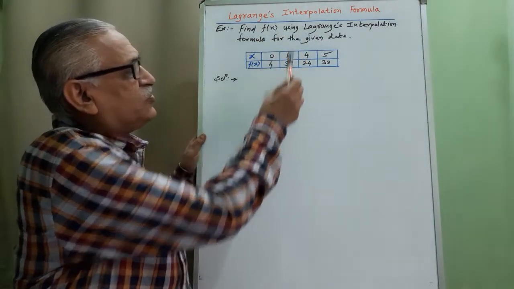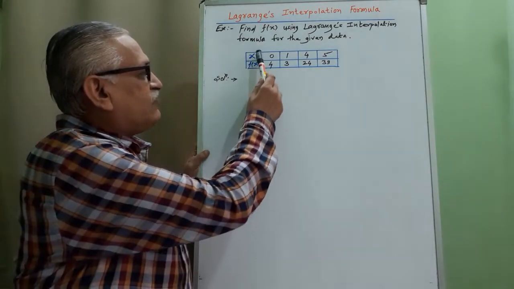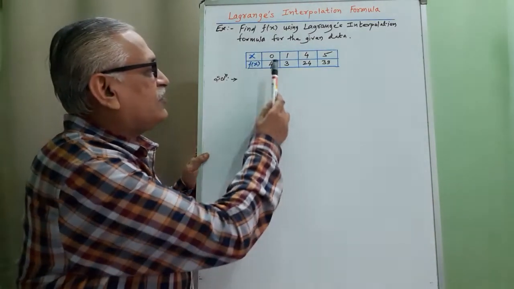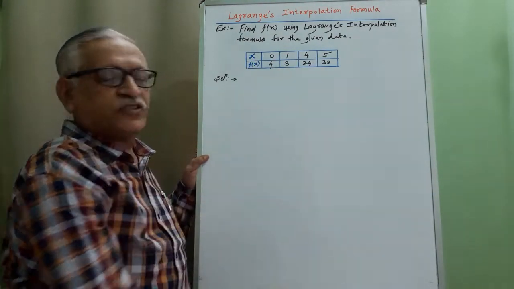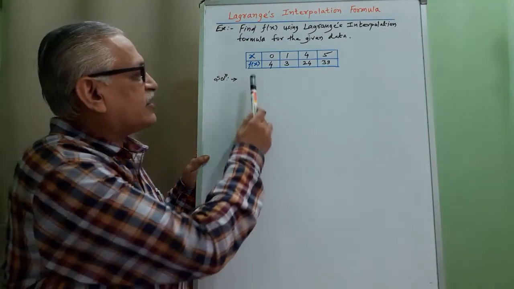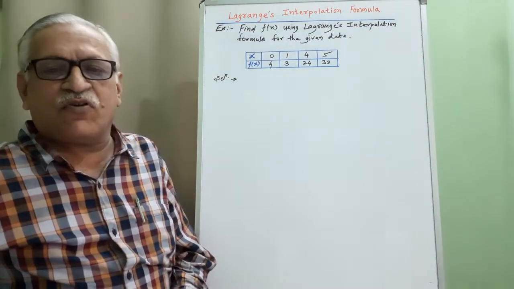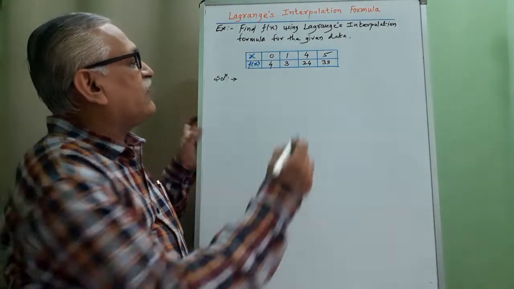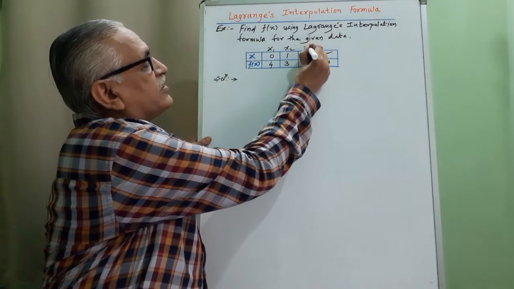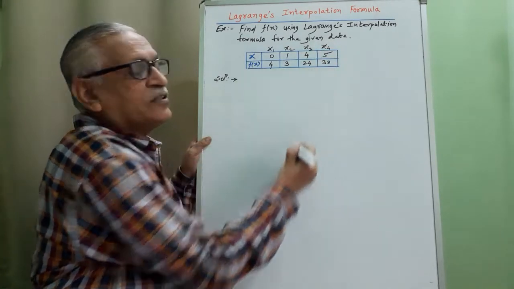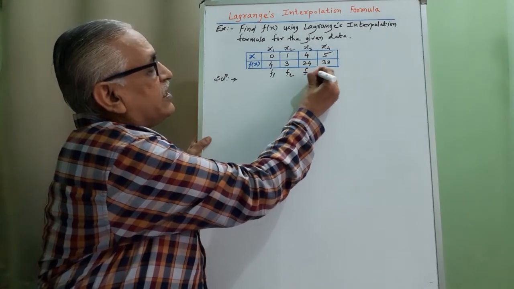Find f of x using Lagrange's interpolation formula for the given data. Here are the values of x and the corresponding f of x. Values of x are 0, 1, 4, 5. The distance is not equispaced. And the corresponding f of x values are 4, 3, 24 and 39. For easy calculation, I will mention the first point as x1, second as x2, third as x3 and fourth as x4, and the corresponding values as f1, f2, f3 and f4.